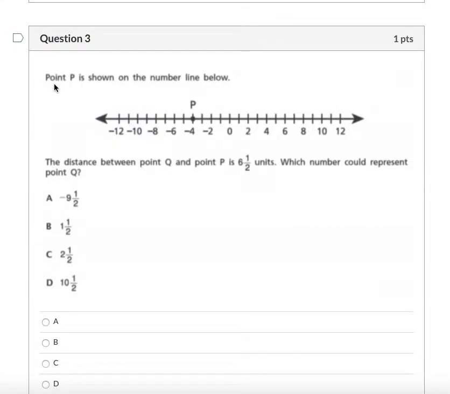Question 3. Point P is shown on the number line below, right here. The distance between point Q and point P is 6 1/2 units. Which number could represent point Q?